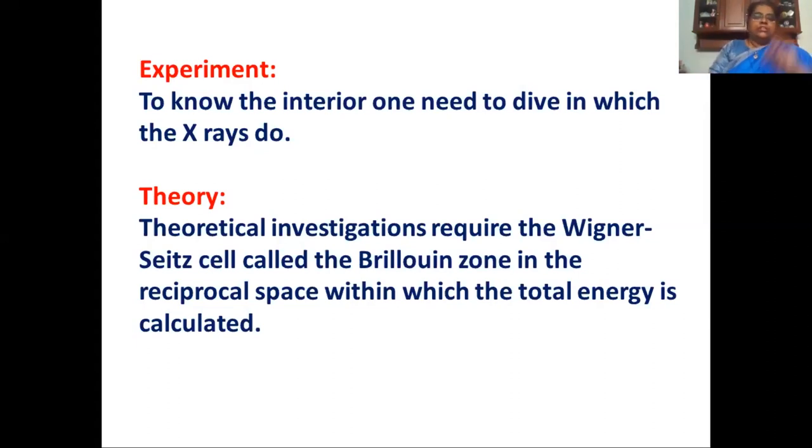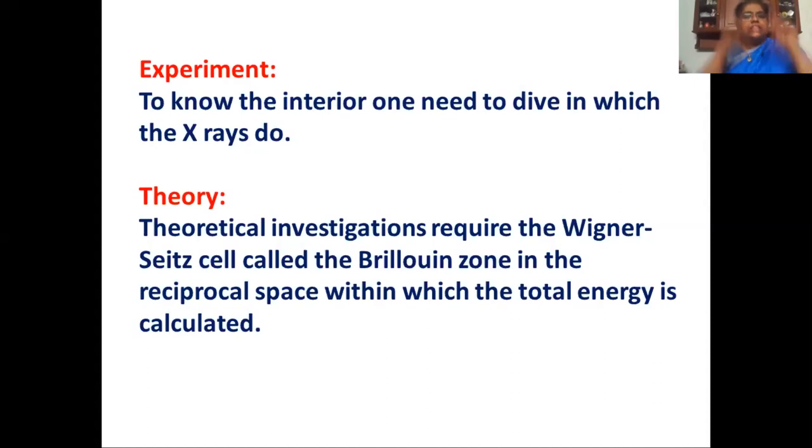But for the theoretician, theoretical investigation requires the Wigner-Seitz cell called the Brillouin zone. So now I am introducing the Brillouin zone. The experimentalist uses X-rays, which is in the reciprocal space, and then brings the information from there. The theoreticians do the calculation in the reciprocal space. So in the reciprocal space also, not for all regions, you do it only in the first Brillouin zone. Therefore, you need to construct the reciprocal space for any structure or any distribution that is given to you, and choose the first Brillouin zone in that reciprocal space, and do the calculation there at the most symmetric points and lines.